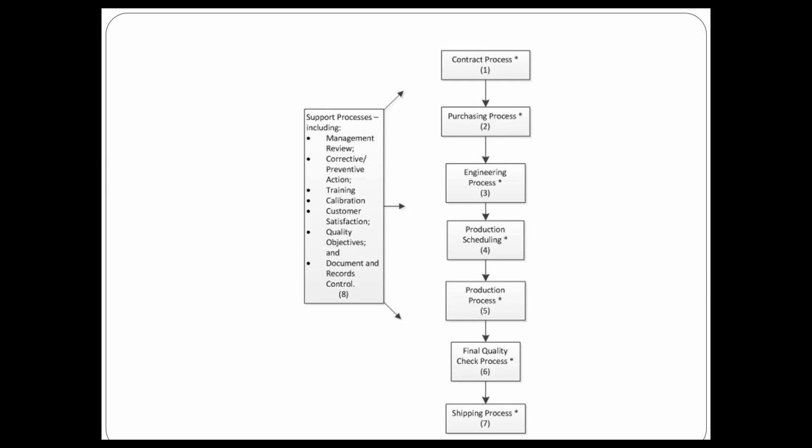Okay, so here is our first example. You'll note that what they've done here, they've prepared kind of a top-down flow, and it shows the life cycle of a customer's order. It flows from contract through purchasing, through engineering, ultimately ending up with shipping. And then on the left, they've acknowledged the existence of the support activities, again, kind of supporting the overall flow of the core activities.